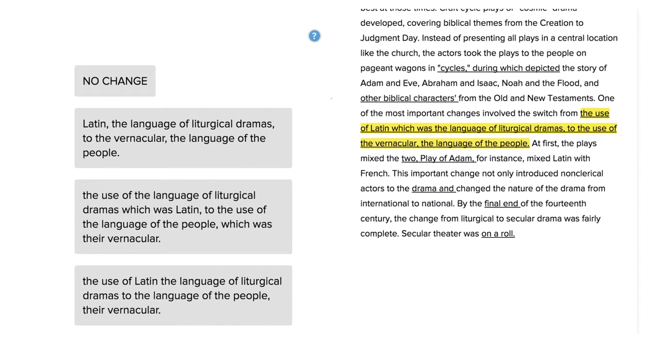This is Carlos Cousins, and the following is an ACT English test question that is asking us to identify the best way of wording or rewording the highlighted portion of a sentence. In this case, the sentence reads, "One of the most important changes involved the switch from the use of Latin, which was the language of liturgical dramas, to the use of the vernacular, the language of the people."